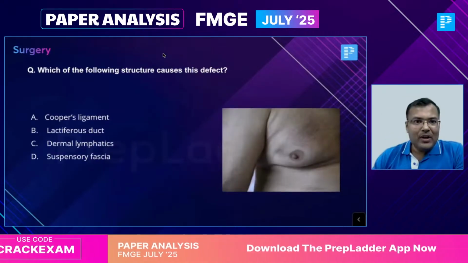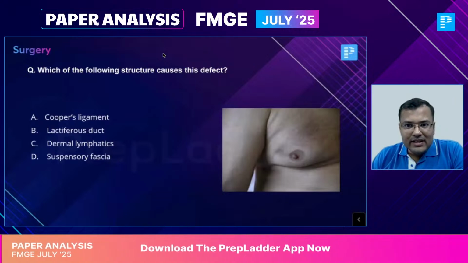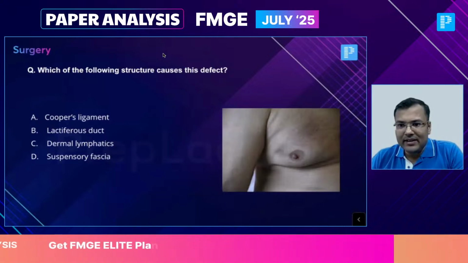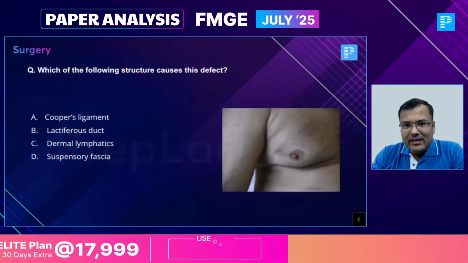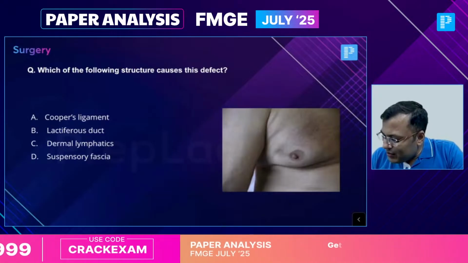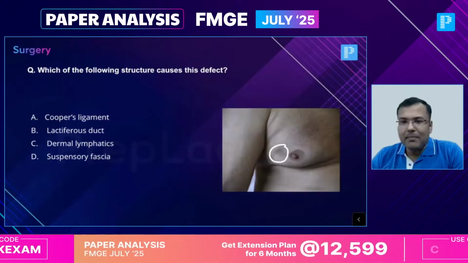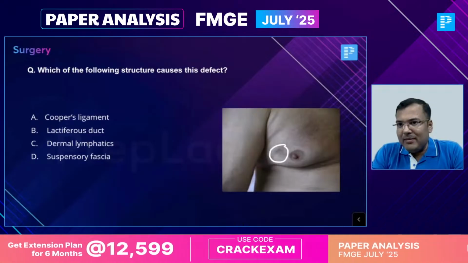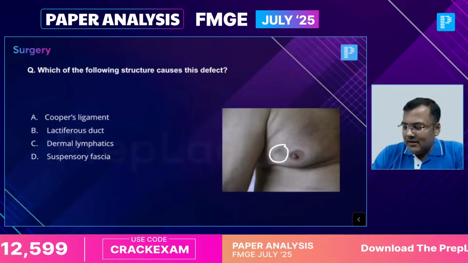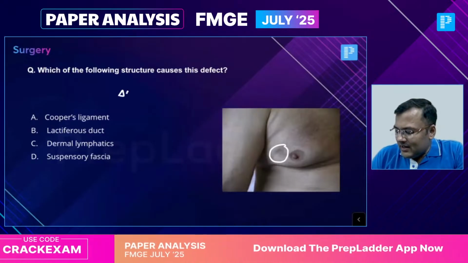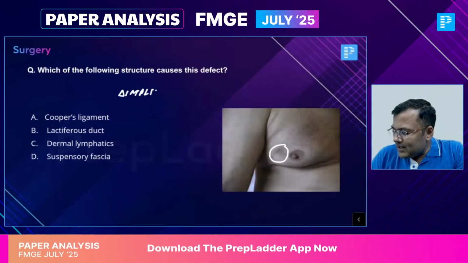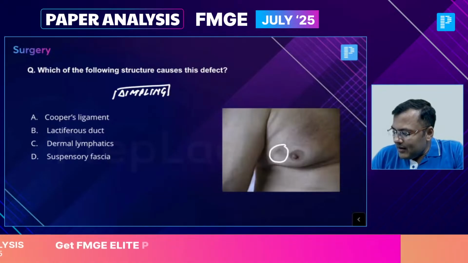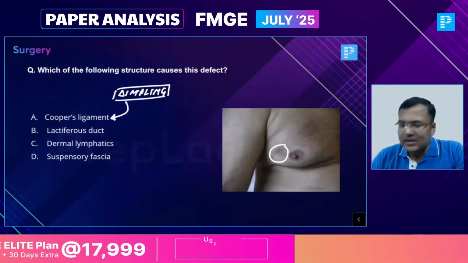Can you tell me which of the following structure causes this defect? Can you see this defect here? What is the problem here? You can notice that this patient is having dimpling. Dimpling is because of involvement of which ligament or structure? You know that this is dimpling and it is because of involvement of Cooper's ligament.